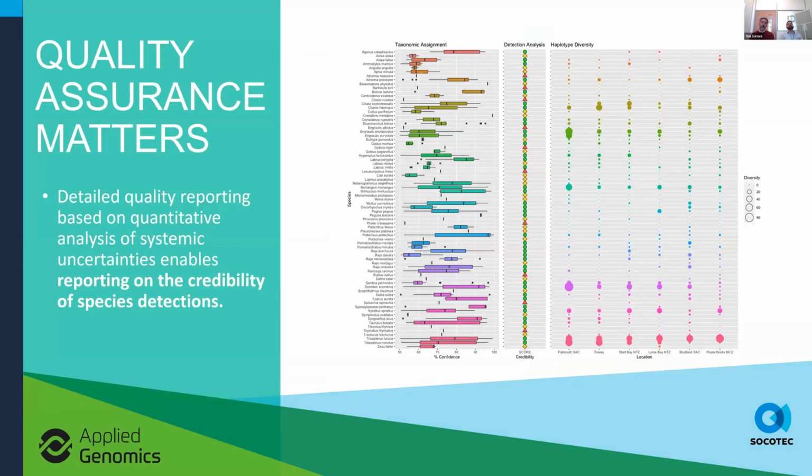We know that recording quality assurance matters. And at every stage of the way, the thing I like about eDNA is that we can quantify the uncertainties throughout every stage of the process. And then we can model them and we can report on them so that we can be very clear about how well we did detecting certain species in certain samples across a landscape.